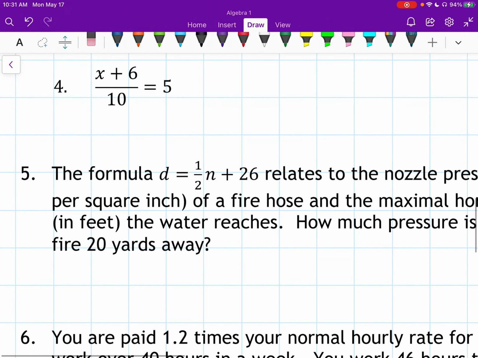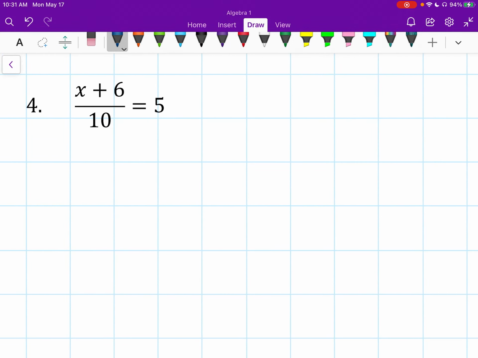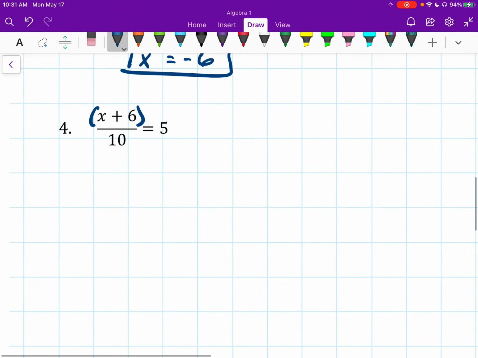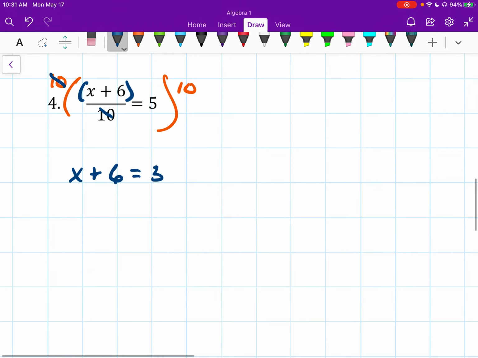Number 4. This one here is a little unique because it has the big fraction. What I would do is think about this part as grouped together, right? That fraction bar groups it together. So to start off, I'm going to multiply everything by 10 to get rid of that denominator. On the left, my 10 and my 10 cancel, so I'm left with just a plain old x plus 6. And then 10 times 5 is 50. I subtract 6 from both sides, and I get x equals, what is that, 44.